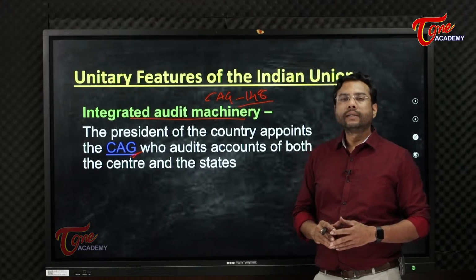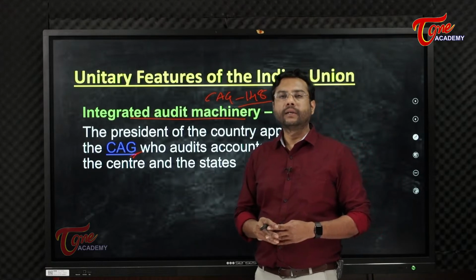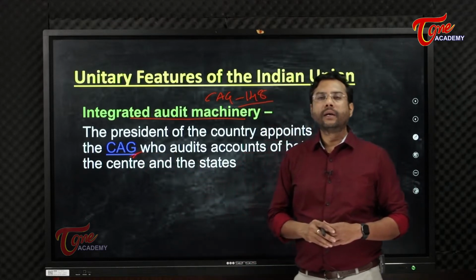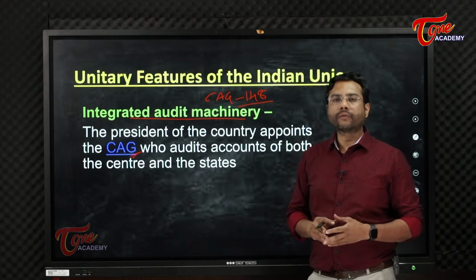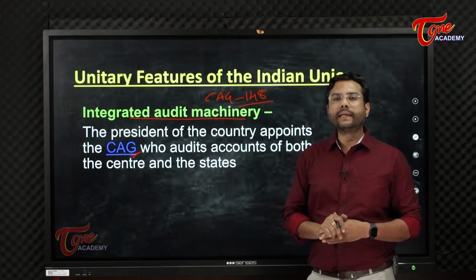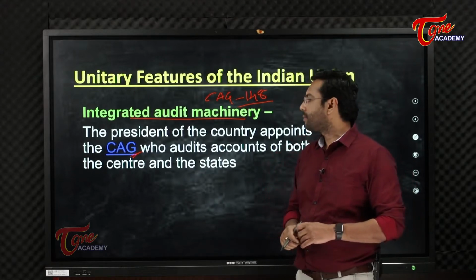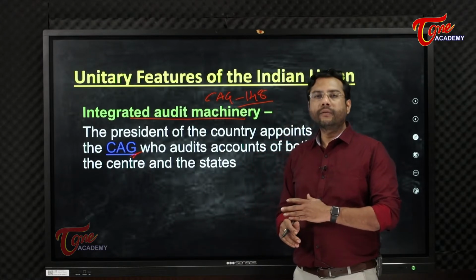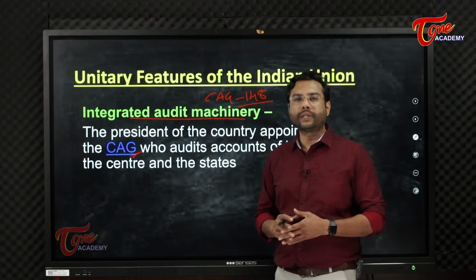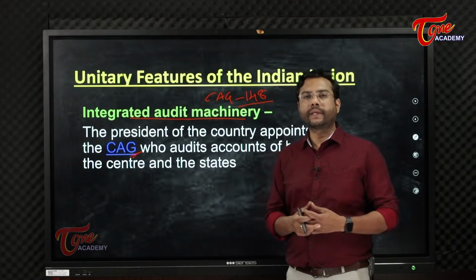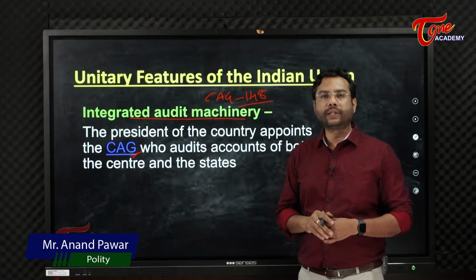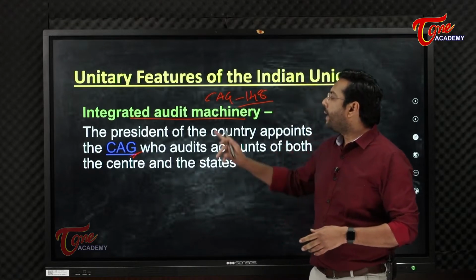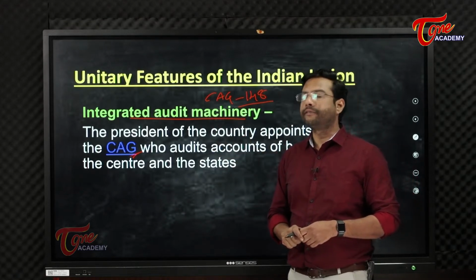So, this shows that states do not have financial independence, because CAG is appointed by the president again. So, CAG will audit the accounts of the state government. We can easily say that this undermines the financial autonomy of the state governments. The state generally should have autonomy to spend their budget as the requirement of those states, but because of the fear of CAG, most of the policies of the state government would not be implemented. So, integrated audit machinery is a unitary feature, and not a federal feature.